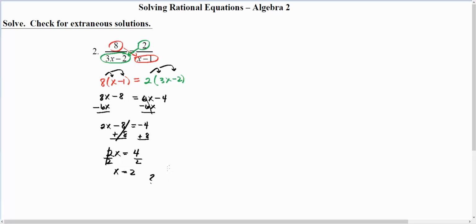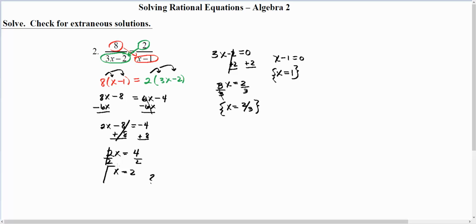So now the question is, is this really a solution? Well, you look at the excluded values. The original denominator was 3x minus 2. Set it equal to 0. We have 3x equals 2, divided by 3, we get x equals 2/3, which is not a 2. Good. And your other denominator is x minus 1. Alright, so these are your excluded values. And since they're not a 2, that means 2 is a valid answer. So then this one is your solution. Is a solution. Or the solution. One of the two.